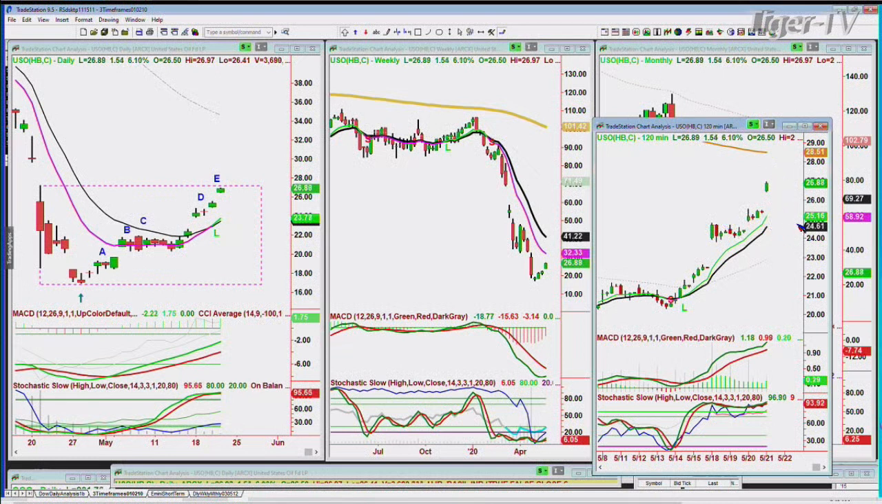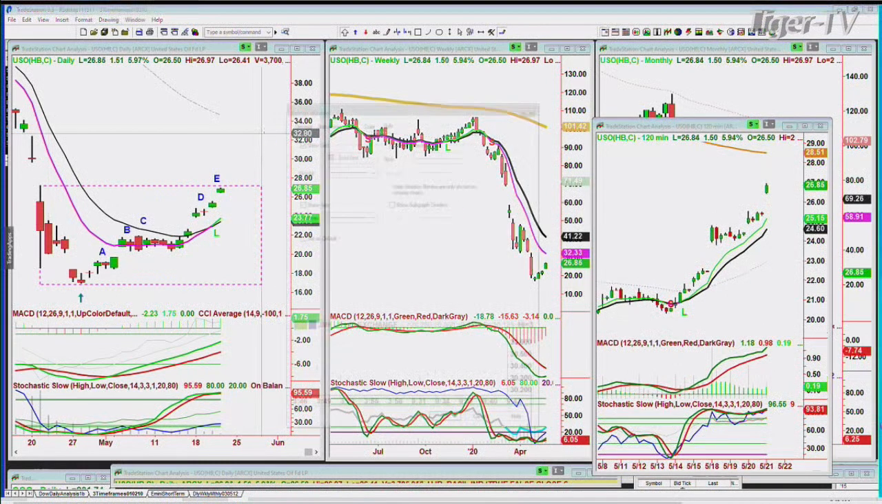And I'll just say to you, 25.15 to 24.61. That's your key shorter-term support. Shorter-term meaning in the next few days. That's your support. Looking out a week, the 24 to 23.50 area is support that needs to hold. So I hope that helps you.